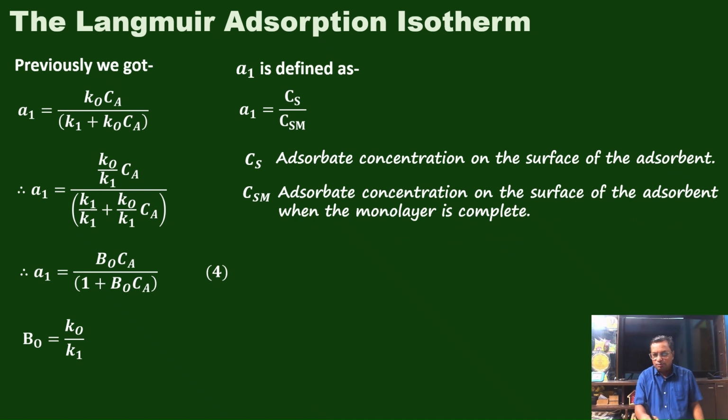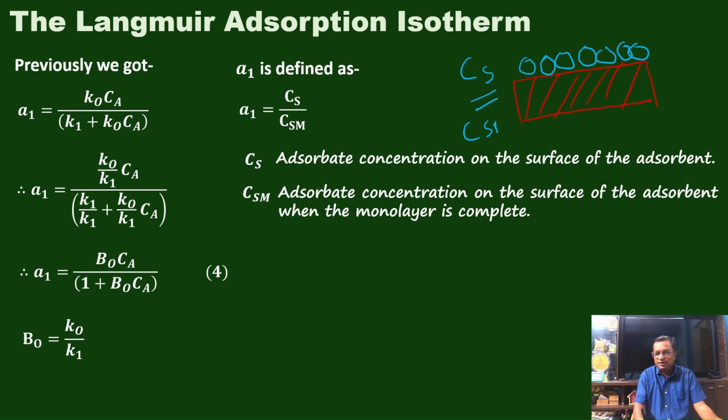So when the monolayer gets completed on the surface, there are two situations. One is you have an incomplete monolayer. At that point, concentration is CS, and after some time, when the monolayer gets completed, at that point of time CSM is the concentration of the adsorbate on the surface of the adsorbent. So I hope this is clear to you. What is CS and CSM? So A1 is CS upon CSM.